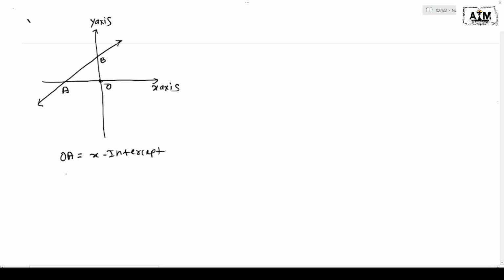This is the x-axis, y-axis. And now let us draw a line. So we have drawn a line. This is the origin. This is point A and point B. OA is called x-intercept and OB is called the y-intercept of the line.